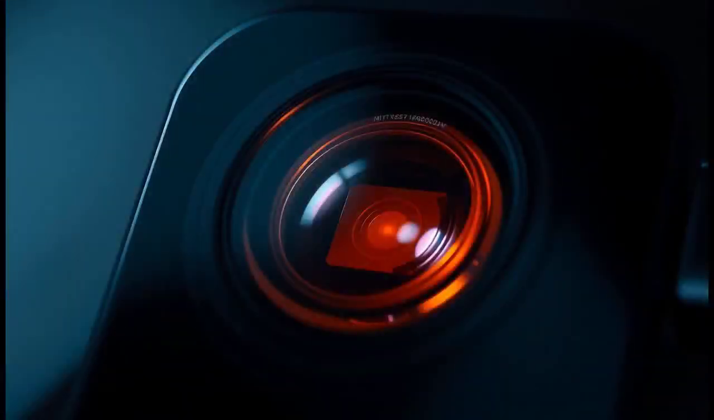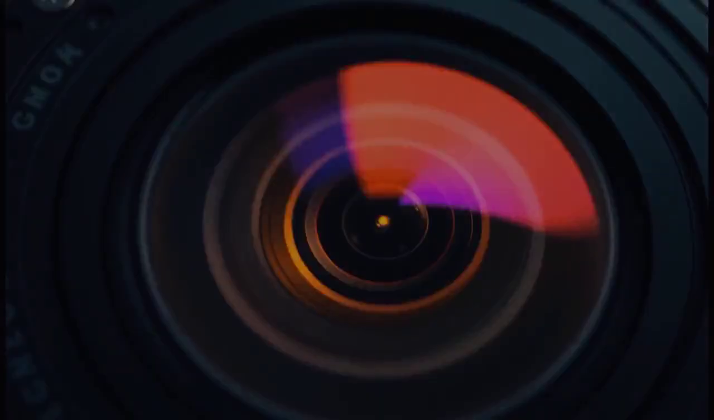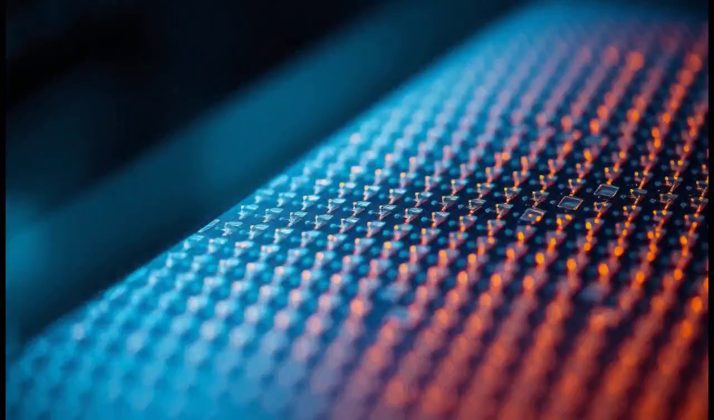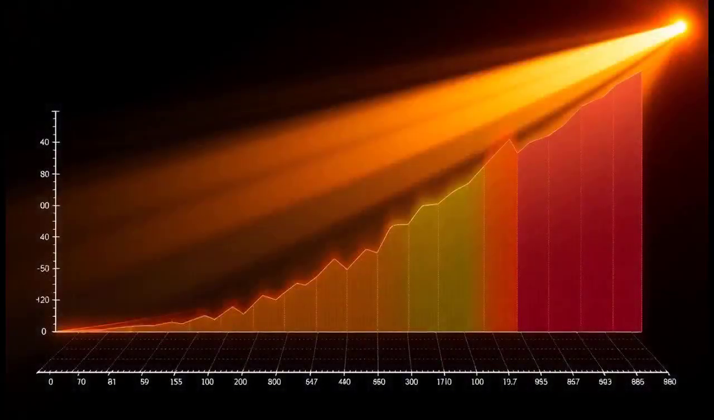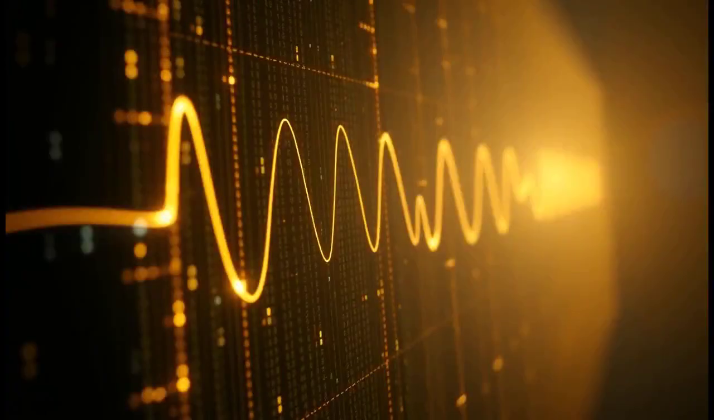Let's start with the heart of your camera, the image sensor. Most smartphones use CMOS sensors. These sensors are covered in millions of microscopic, light-sensitive pixels. Each pixel acts like a tiny bucket, collecting photons, particles of light. The more photons that hit a pixel, the stronger the electrical signal it generates. This signal is then converted into a digital value, representing the brightness of that point in the image.